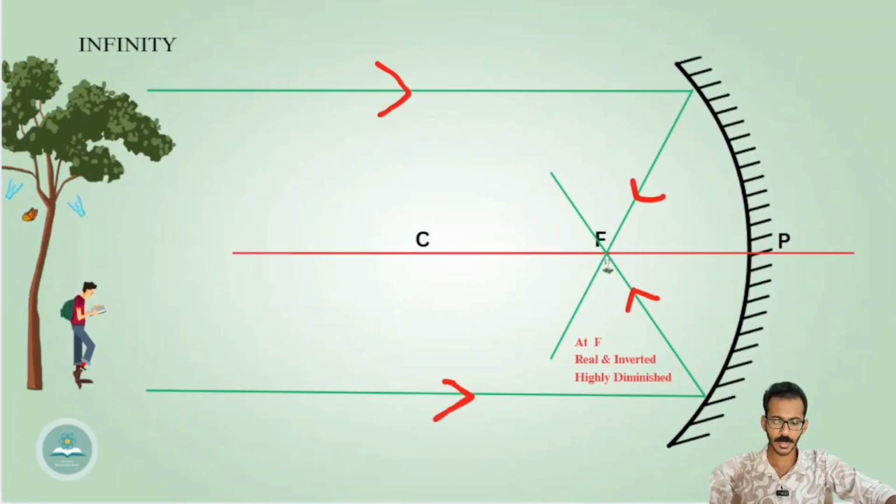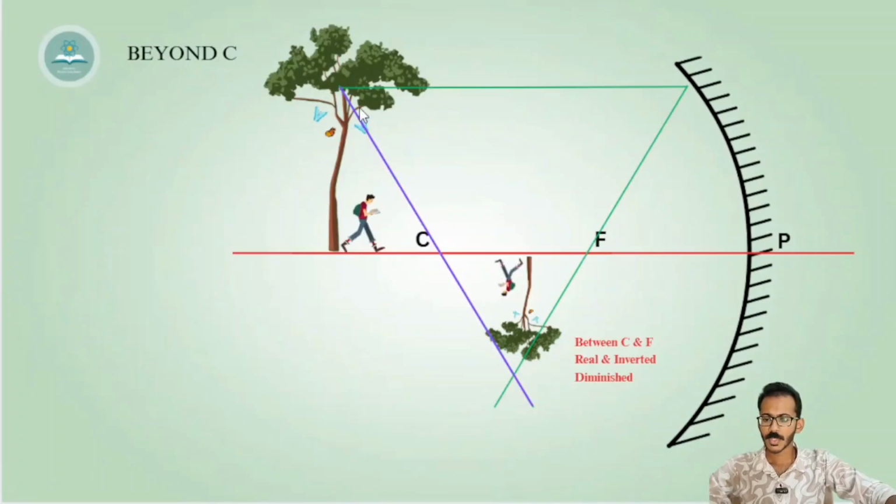Let's see that case now. So now I have kept my object beyond C. So my object is beyond C, next near to the C. That's all. As I told you earlier, here also we'll be using two rays.